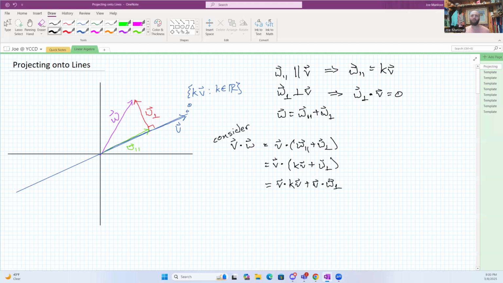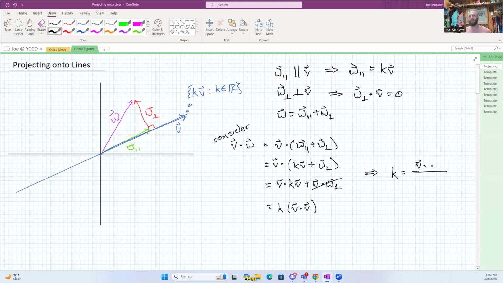And this gives me a place where things are convenient. So I know that this dot product, because those two things are perpendicular, is 0. So this piece cancels, and out of this, I can factor that scalar k. So I can get this as k times v dotted with v. Now, this gives me a nice, convenient way to write down that scalar k. So all of this implies that that scalar k is actually equal to v dotted with w over v dotted with v.